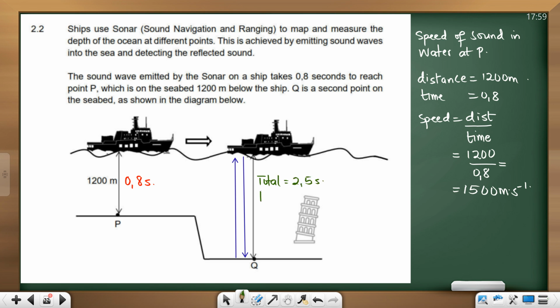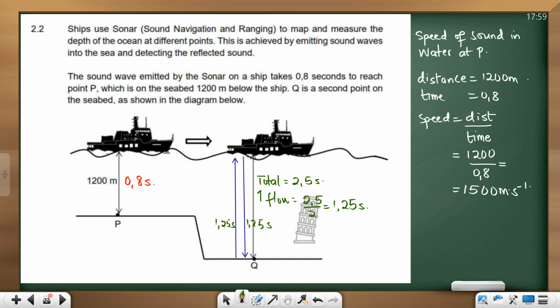For one flow will therefore be what? 2.5 divided by 2, 1.25 seconds. Does that make sense? So you're walking to and walking back for 2.5 seconds. But if you're just walking one trip, it is 1.25 seconds down and 1.25 seconds up. That's the echo, the principle of echo.